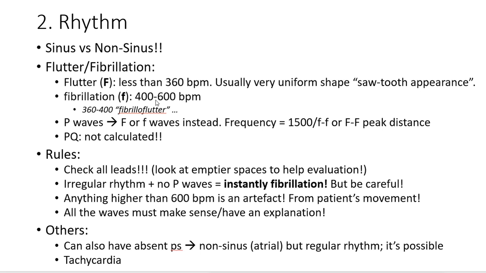Fibrillation is the same idea, but you instead get a result between 400 and 600. When you do 1500 divided by the FF peak and get 400 to 600, this tells you that it is fibrillation. Again, I highlight, you do not call them P waves, you call them capital F or small f waves based on whether they are flutter or fibrillation. How do you know? You calculate based on the frequency.